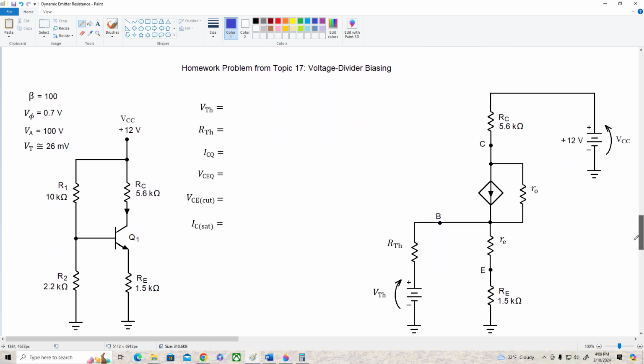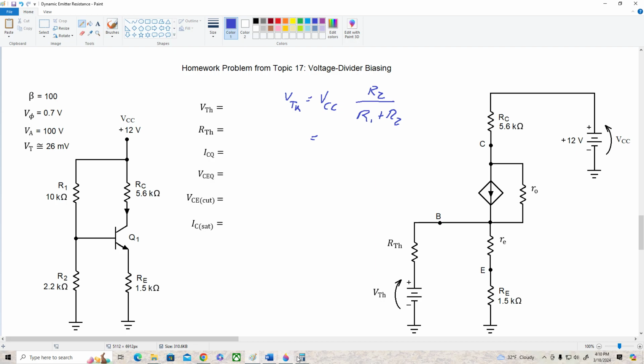All right, this is the homework problem from video number 17 where we did voltage divider biasing. This transistor has a beta of 100. We're assuming it's silicon, early voltage is 100, and V sub t is 26 millivolts. To analyze this one, we have to find the Thevenin voltage of the base voltage divider network. So recall V sub th was equal to VCC times R2 over R1 plus R2.